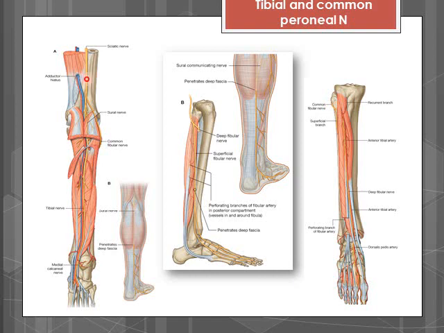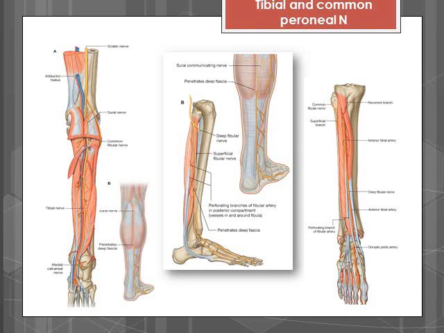As we said, the sciatic nerve is divided into the tibial and common peroneal nerves. The tibial nerve is responsible for the innervation of the posterior compartment of the leg and the sole of the foot. But the common peroneal nerve is responsible for the nerve supply of the lateral and anterior aspects of the leg and the dorsum of the foot.